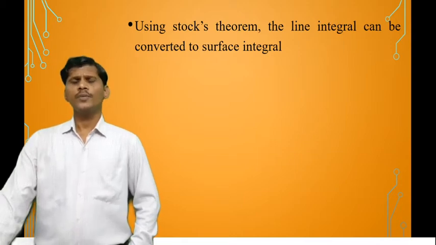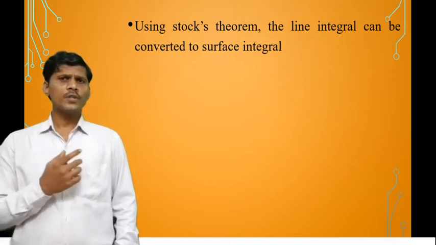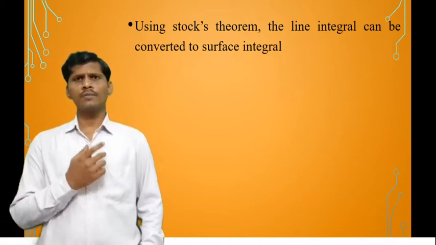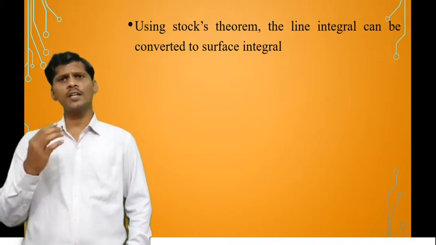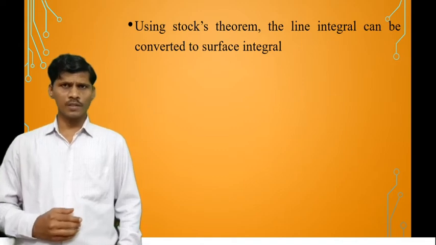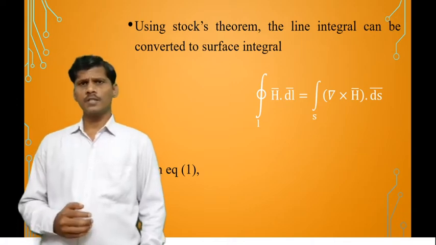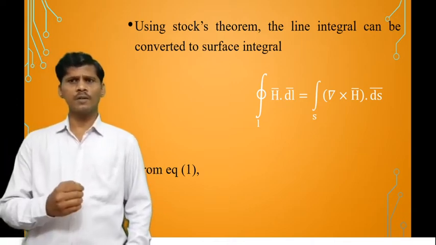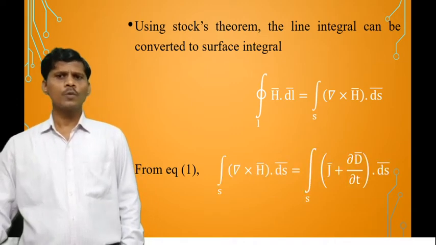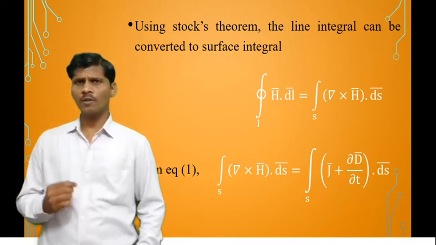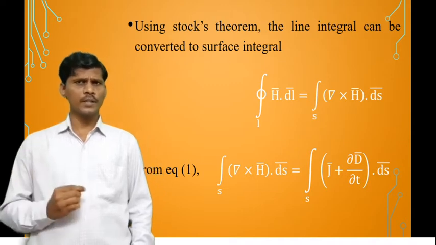Next, find out the differential form of Ampere's circuital law for time varying fields. How do we derive it using Stokes theorem? What is the statement of the Stokes theorem? The line integral is converted to an open surface integral. So using Stokes theorem, the closed line integral of H bar dot dl bar is equal to the open surface integral of del cross H bar dot ds bar. Applying this, we have the open surface integral of del cross H bar dot ds bar equal to the open surface integral of J bar plus dou D bar by dou t dot ds bar.